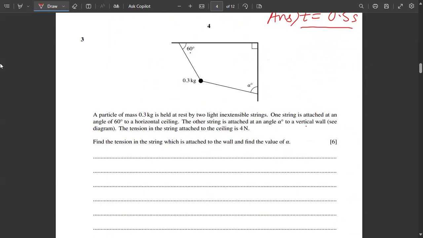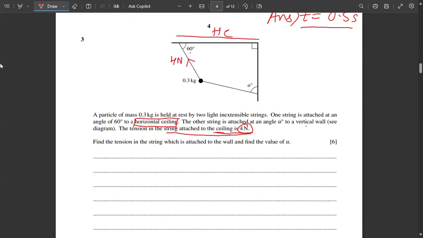The tension in the string attached to the ceiling is 4 Newton. Oh, this is not mentioned in the diagram. So attached to the ceiling, where have they mentioned the ceiling here? The horizontal ceiling. So this is horizontal. This is a horizontal ceiling. So the tension in the ceiling is 4 Newton. So tension will be upwards 4 Newton.